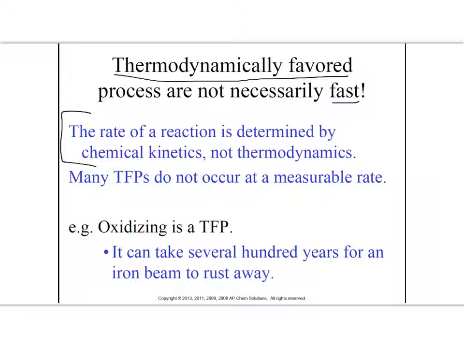So, for example, we know that iron rusting is a thermodynamically favorable process, but it may take years and years for something that is made out of iron to completely rust away. So, although these happen on their own, they may not happen fast.